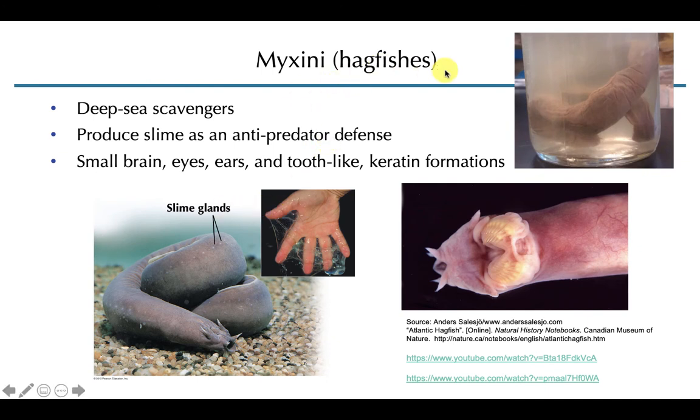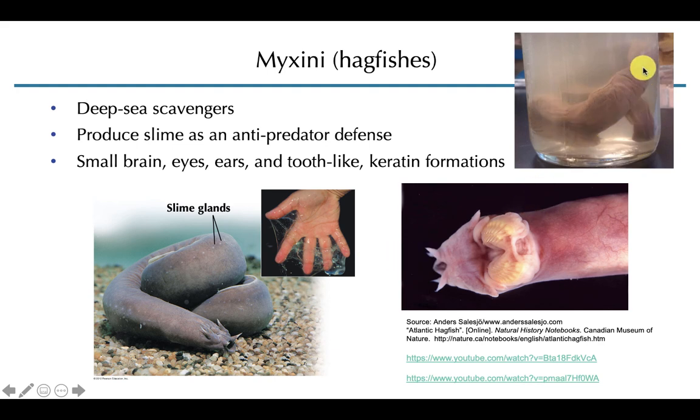Myxini, common name hagfishes, are deep sea scavengers. You will see this in a video in a moment. They're classically known for their massive slime production. You can see that here, and we'll also see that in a little video too. They have the slime glands on their skin. The skin here, as well as in lampreys, has no scales. Sometimes people call these slime eels, but that's wrong. An eel is a ray-finned fish with well-developed bones, like a perch kind of fish. That's what eels are. These are not. These are actually hagfish, but they do produce slime in large quantities.